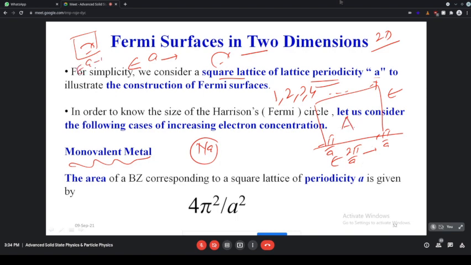Then what will be the area of this reciprocal square lattice? You can say first Brillouin zone, because this is minus pi by a to pi by a and so on. Then what will be the area of this Brillouin zone? Can we say that this is 2 pi by a multiplied by 2 pi by a? Then the area will be equal to simply 4 pi square upon a square. This is the area of the Brillouin zone.